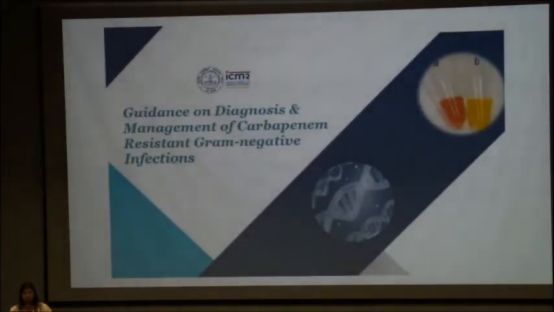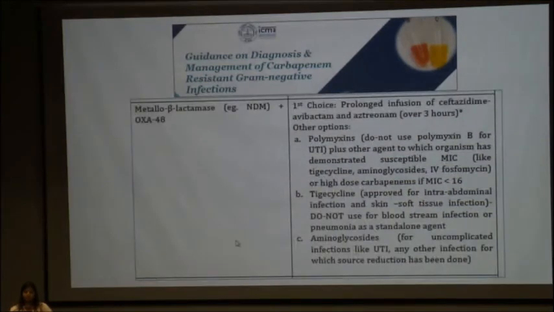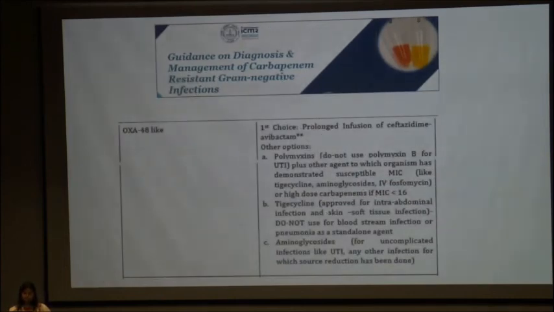Okay, so just a few days back, ICMR has given a guidance on carbapenem resistant gram-negative bacteria. If there is presence of metallo-beta-lactamase, go for ceftazidime avibactam and aztreonam if sensitive. Otherwise, other options like polymyxins, tigecycline and aminoglycosides can be given depending upon the site of infection. Metallo-beta-lactamase plus an OXA48 producer, then again ceftazidime avibactam and aztreonam, with polymyxins, tigecycline and aminoglycosides as the options.